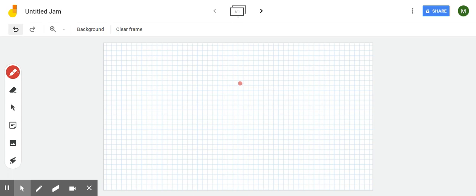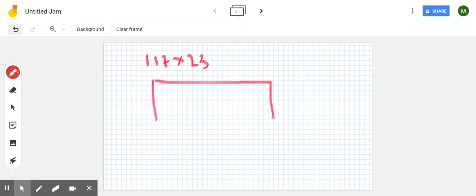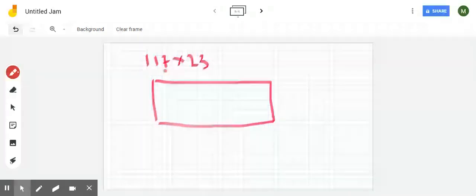An area model is a way to multiply a number that's complex or complicated. An example would be you want to multiply 117 times 23. Now, this isn't something that's that easy to do in your head, but you would probably in your head break it into smaller parts. So the area model is just a way to visualize what it is you're doing in your head.